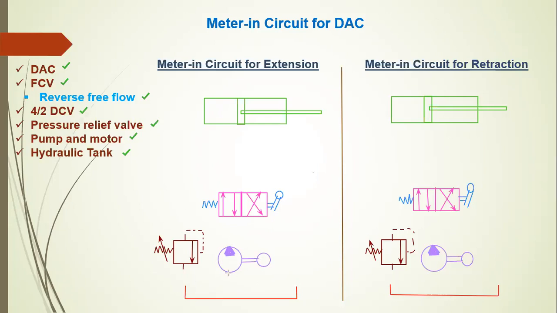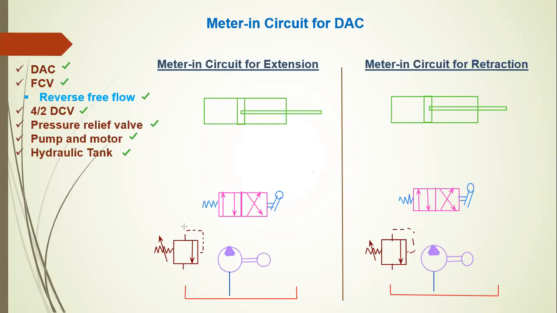First, the hydraulic pump is directly connected to the hydraulic tank. Here the pump is connected to the hydraulic tank. We have to draw both sides in parallel so we can understand the difference between the meter in circuit for extension and the meter in circuit for retraction.